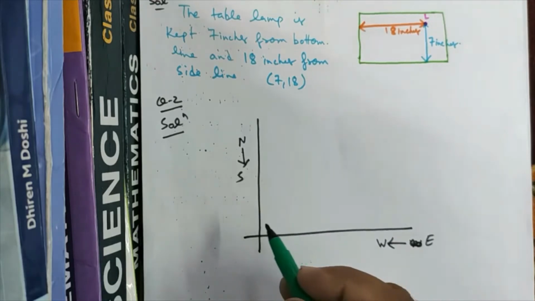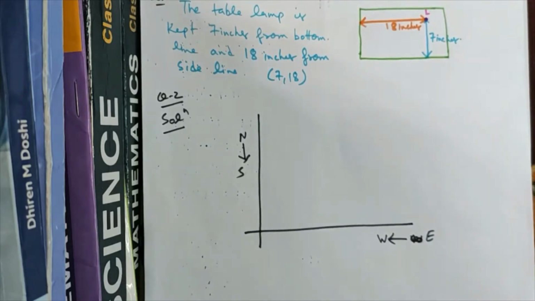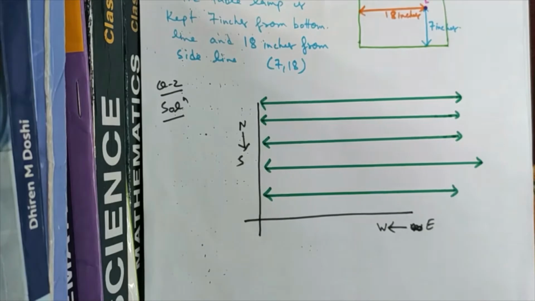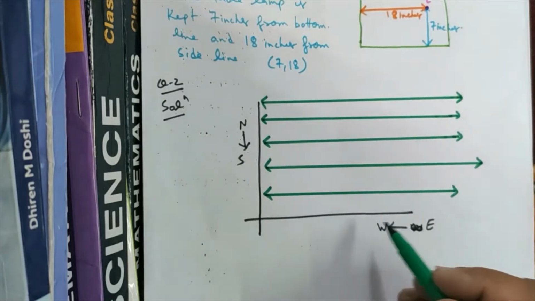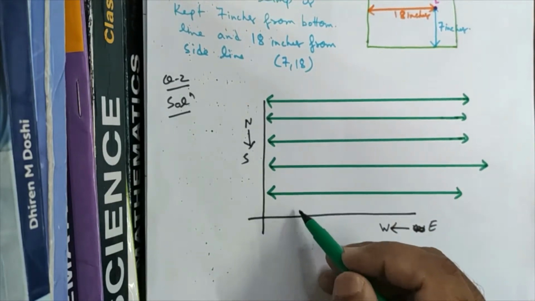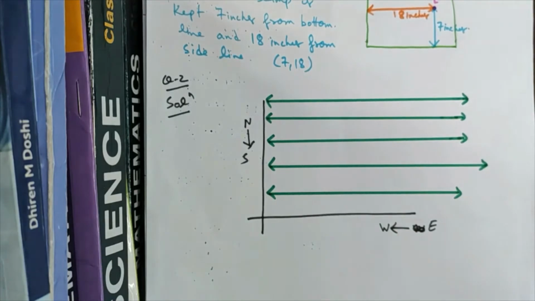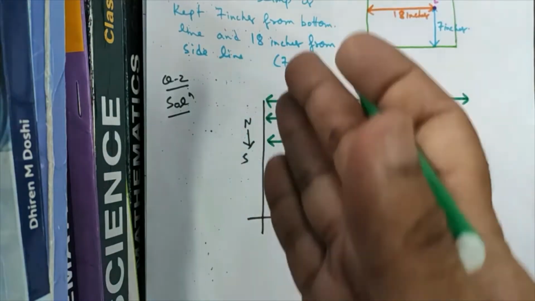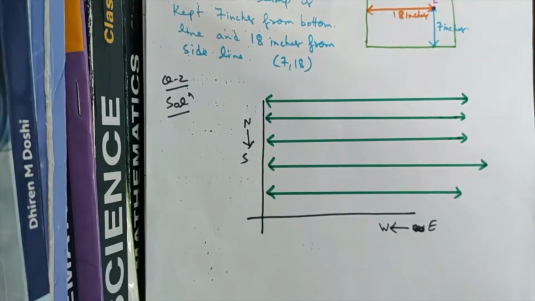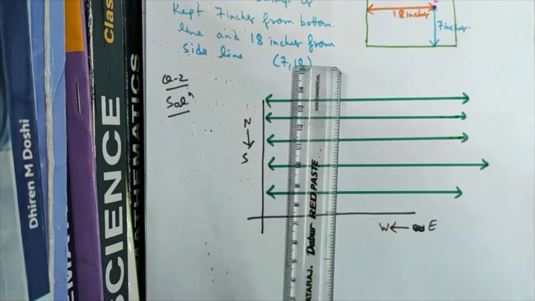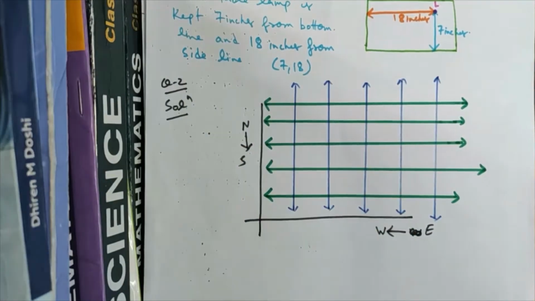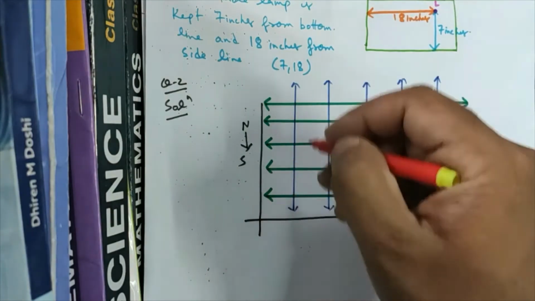So first I am drawing 5 roads parallel to west to east, like this, and the distance between each will be 1 centimeter, because the scale we have chosen, as given in the question, is 1 centimeter equals 200 meters. Similarly we have to draw 5 roads parallel to north south. So I have drawn 5 roads parallel to north south.